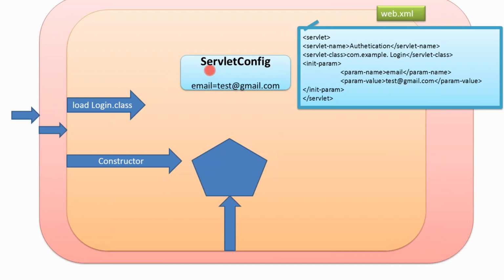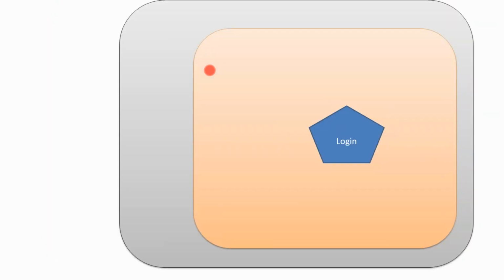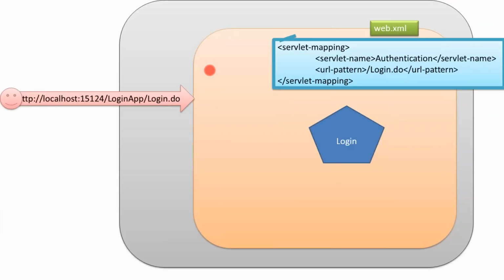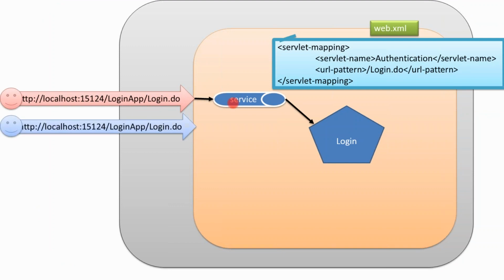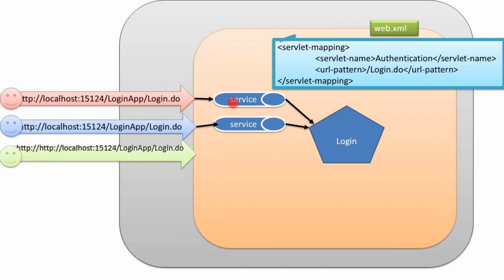After it does this, your container will call the init method and it passes the servlet config object. And after this, for each client request, if you see, the client request is coming login.do. For each client request, the container will call the service method. The container will call the init method only once. And the second time the client request comes, again it calls the service method. And login app do, again it invokes the servlet's service method. So for each client request, the container calls the service method.